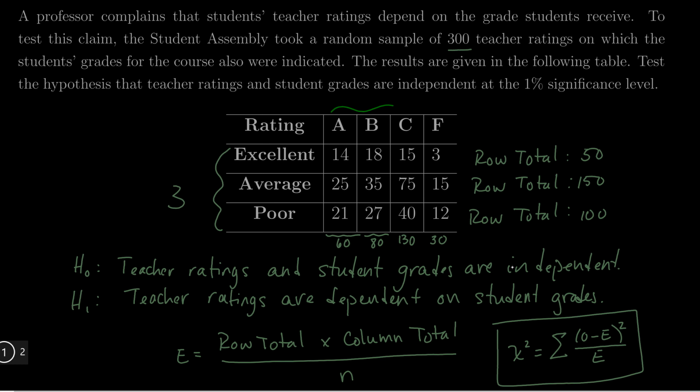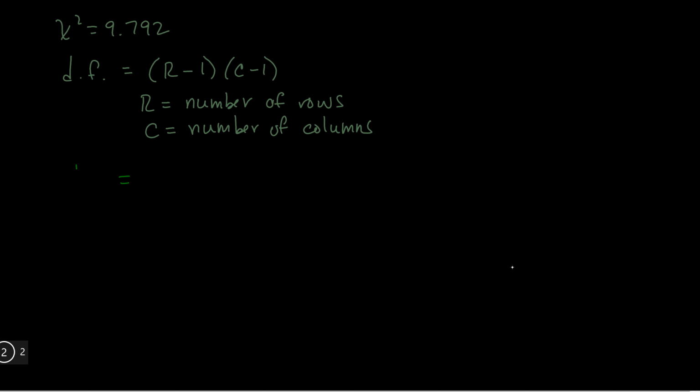The columns, there are 4. So we have a total of 3 rows and 4 columns. So this gives us degrees of freedom 3 minus 1 times 4 minus 1. So 2 times 3, which is 6.